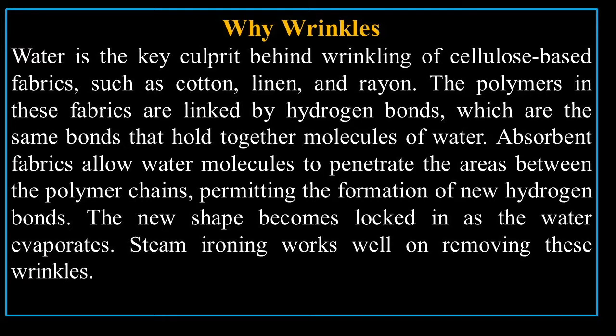Why wrinkles? Water is the key culprit behind wrinkling of cellulose-based fabrics such as cotton, linen, and rayon. The polymers in these fabrics are linked by hydrogen bonds, which are the same bonds that hold together water molecules. Absorbent fabrics allow water molecules to penetrate the areas between the polymer chains, permitting the formation of new hydrogen bonds. The new shape becomes locked in as the water evaporates. Steam ironing works well on removing these wrinkles.